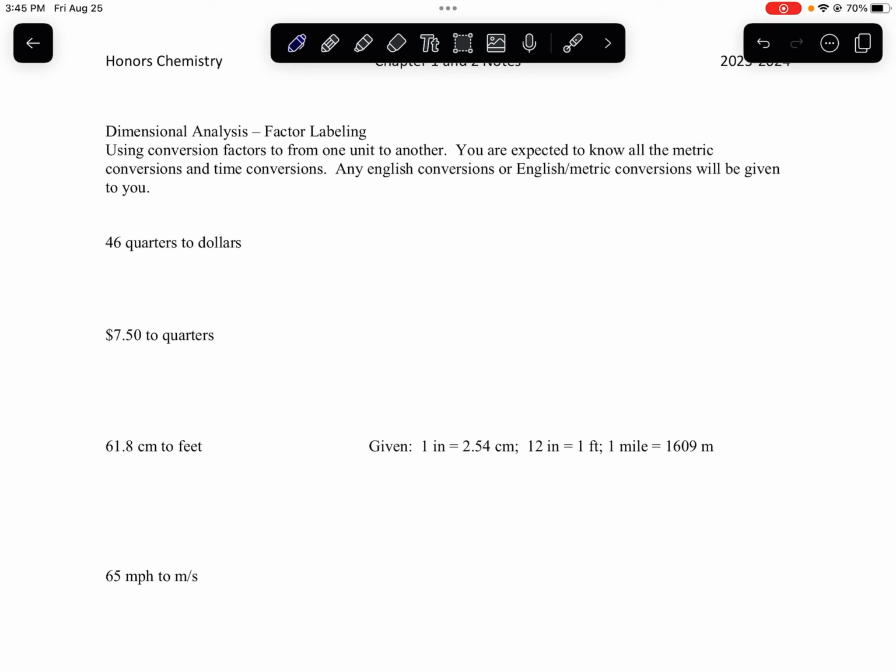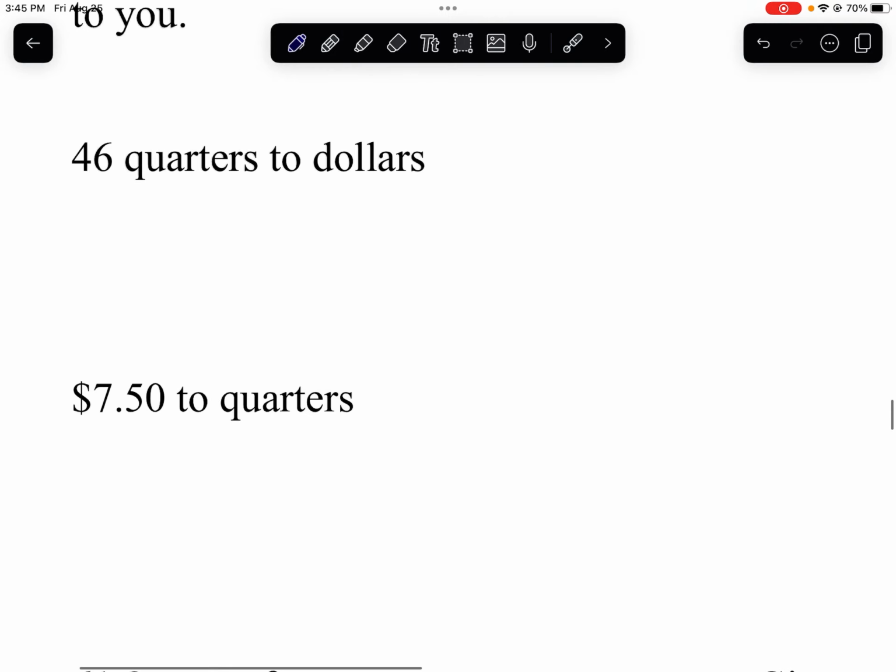Okay, so I think the easiest way to explain it is to go through it and do some problems. So let's start with this first one. It's a nice, easy one. We're starting off with 46 quarters, and I want to convert that into dollars. Hopefully we all know that there are 4 quarters in $1. So there's my equivalency.